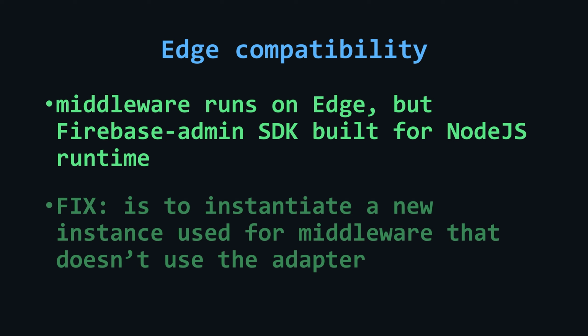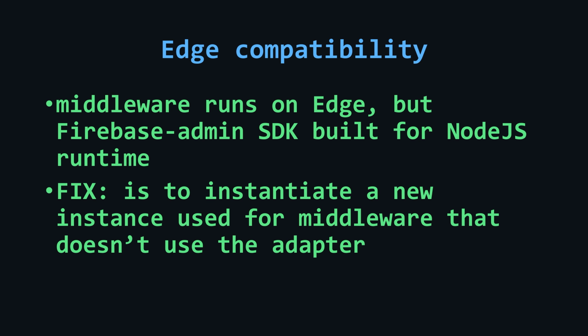So to fix it, basically you need to separate the rest of the auth functionality that is needed for the middleware from all the other stuff for Auth.js to work. So basically what you need to do is instantiate a new instance used for the middleware that doesn't use the adapter.